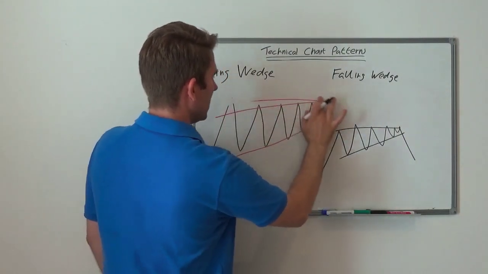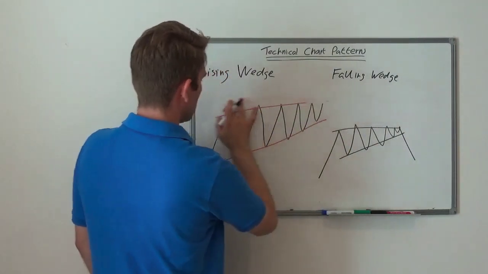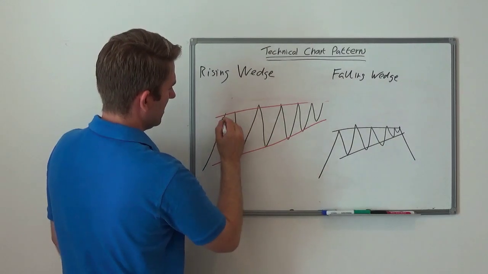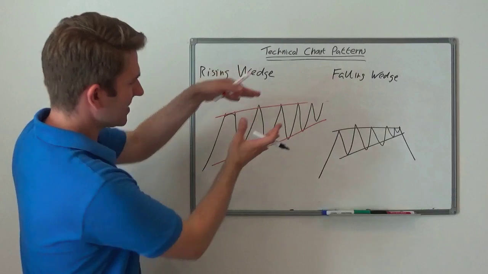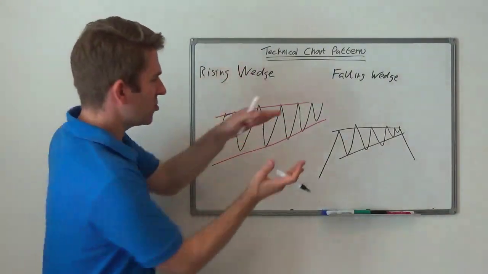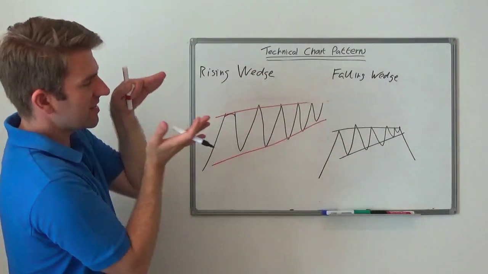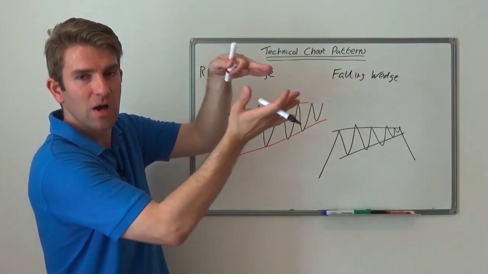In fact, let's try to make this one a rising wedge if we can. So it's rising, it's contracting, you've got an uptrend channel here, you've got an uptrend channel there. It's not symmetrical as such, it's coming to a pinnacle.